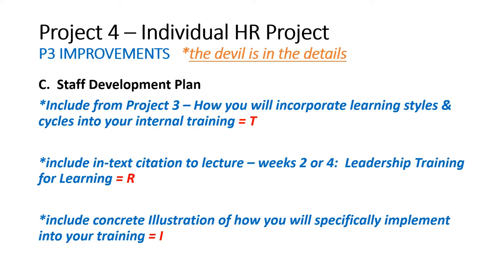All right, Section C then is your staff development plan. This is where you're going to now incorporate from Project 3, where we talked about learning styles and cycles, into your internal training. That would be a T. Tell me how you're going to do that. You'll need, again, to include an in-text citation to that lecture. It was weeks 2 and 4. I posted it 2 places. Specifically, it's called the Leadership Training for Learning. So that would be your R. And then again, include a concrete illustration how you're specifically going to implement that into your training plan. That's your I. Very simple.